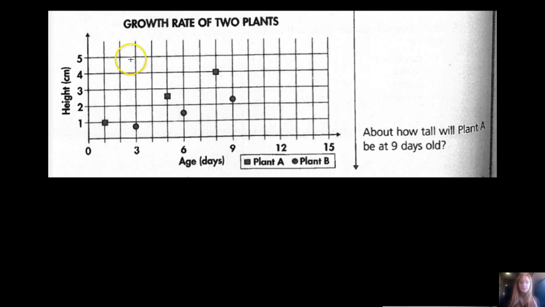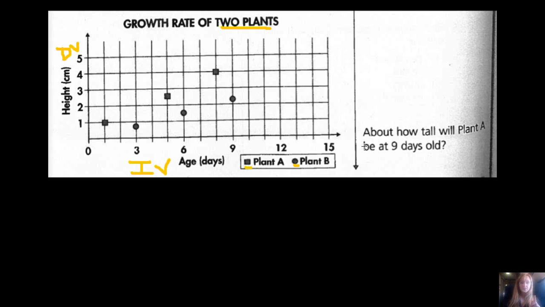When we look at a graph, we should always look at what it says first. So, the growth rate of two plants. Automatically, my brain goes over here to look at the plants. We have plant A, which is a square, and plant B, which is a circle. Important to note. But then we always look at the axes, right? We have height and age. And if you remember, I always told you to label something, that cause and effect are IV and DV. So this is the cause and this is the effect. So the different ages of the plants has an effect on it.